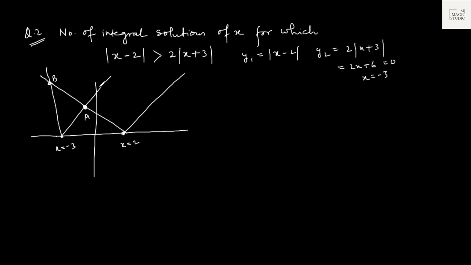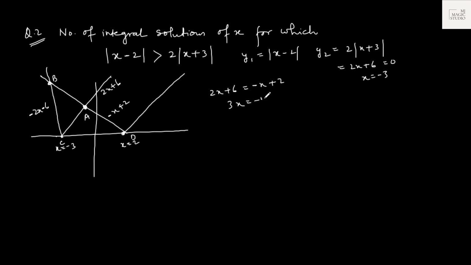That's it. Now this particular branch is positive. This is 2x plus 6, and this particular BC is negative, that is minus 2x minus 6, and this BAD is negative of y1, that will be minus x plus 2. So now to find A, I will equate 2x plus 6 is equals to minus x plus 2.